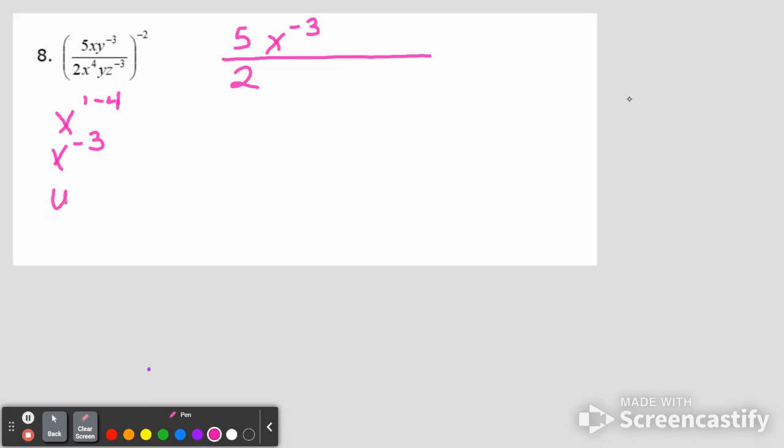So y to the -3 minus 1. Don't forget, when there's not an exponent, there's always an invisible 1 there. So that might help to write that in. So we have -3 minus 1, which is going to give me y to the -4th. So I'm going to put that one there. And then we have just z to the -3rd power. All of this still raised to the -2.